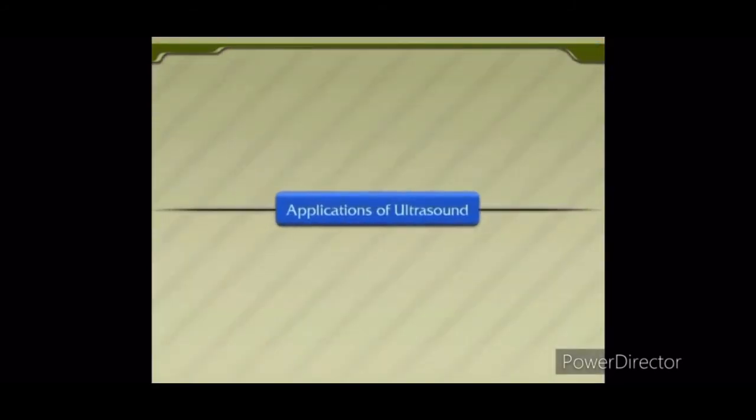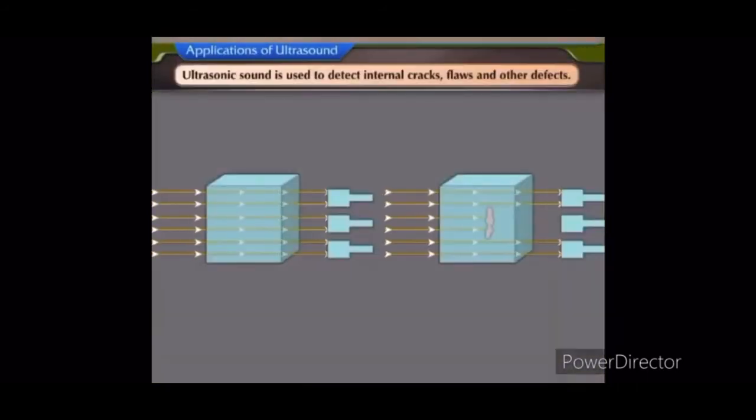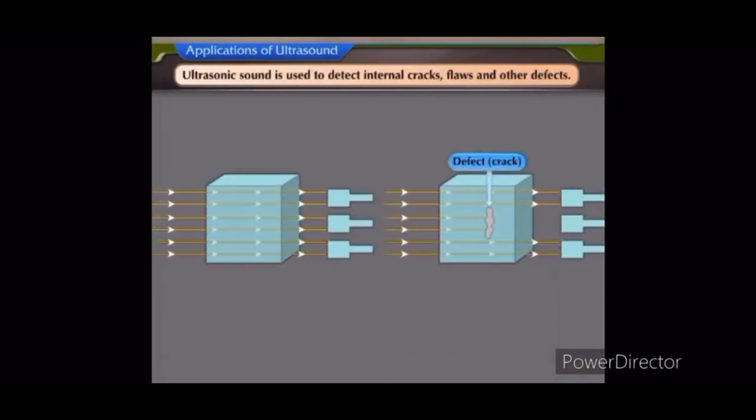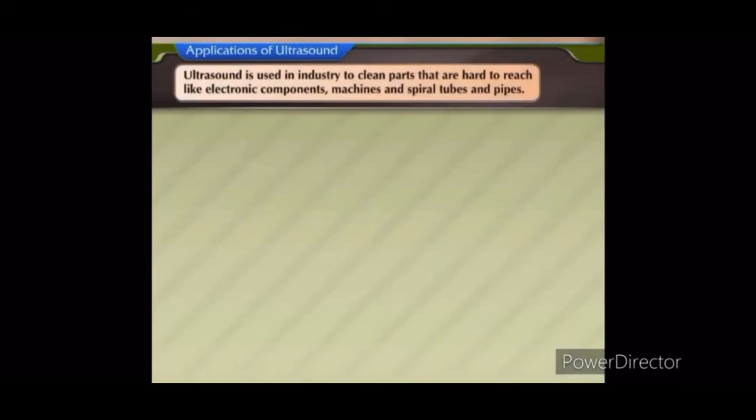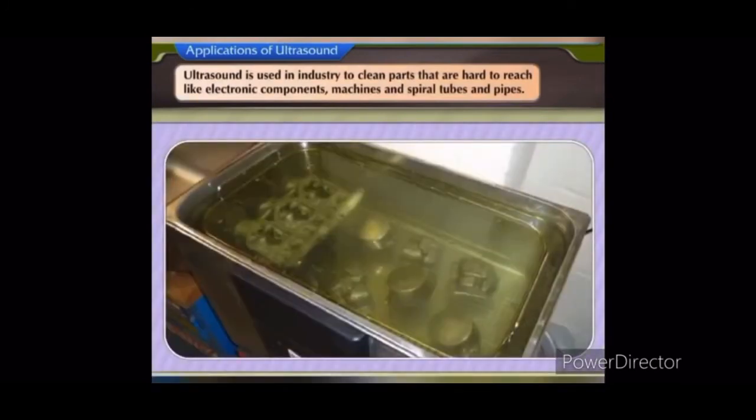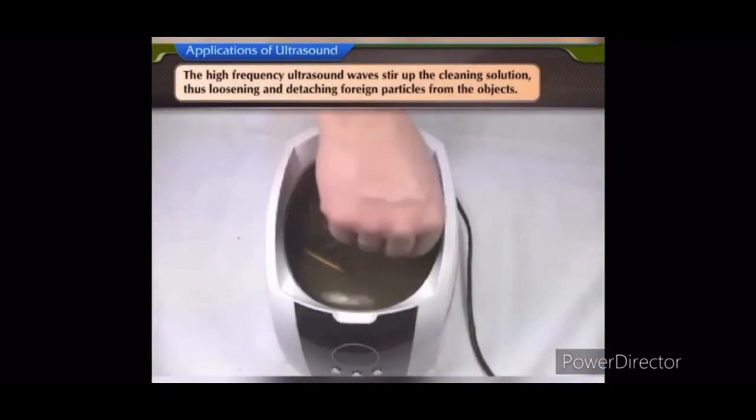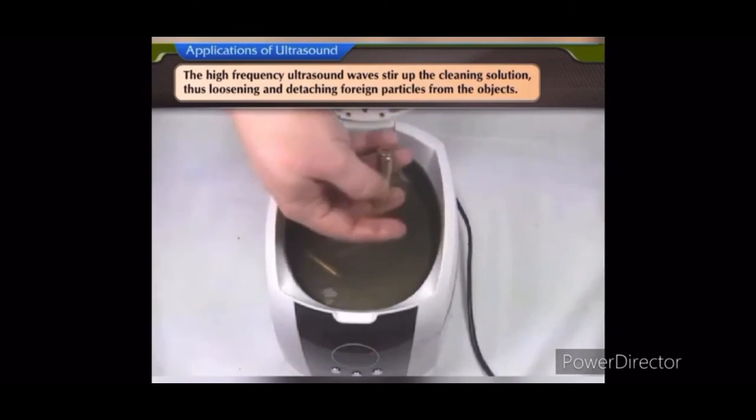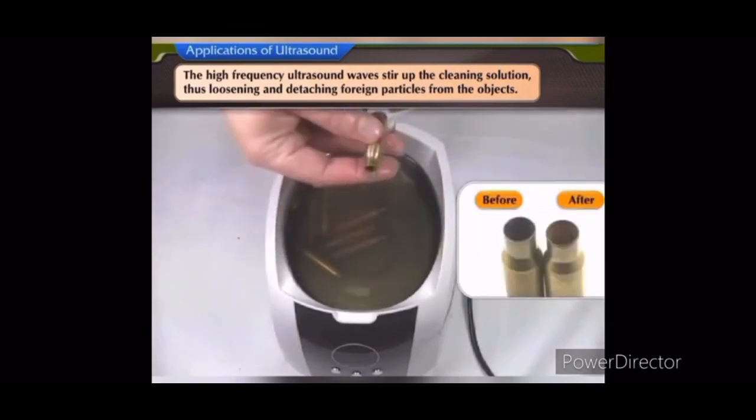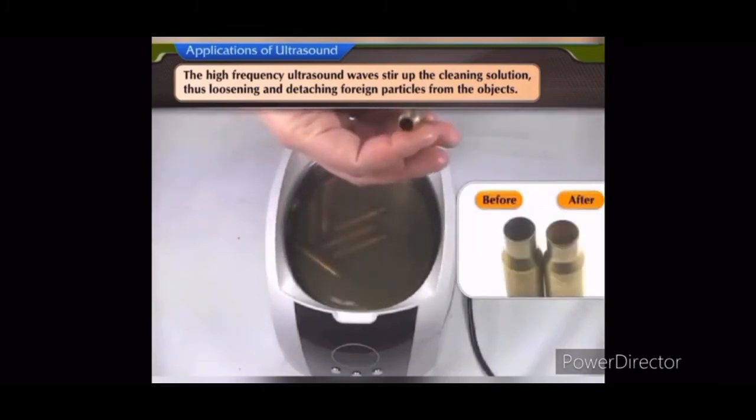Applications of ultrasound. Ultrasonic sound is used to detect internal cracks, flaws, and other defects. Ultrasound is used in industry to clean parts that are hard to reach, like electronic components, machines, and spiral tubes and pipes. The high-frequency ultrasound waves stir up the cleaning solution, thus loosening and detaching foreign particles from the objects.